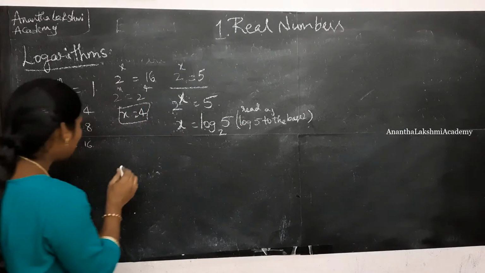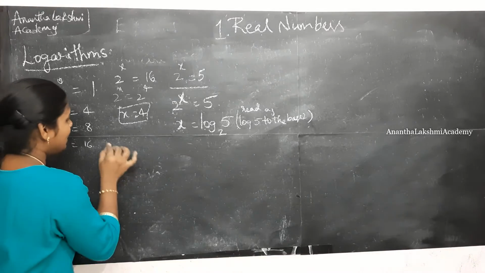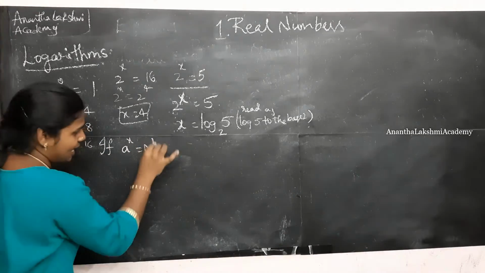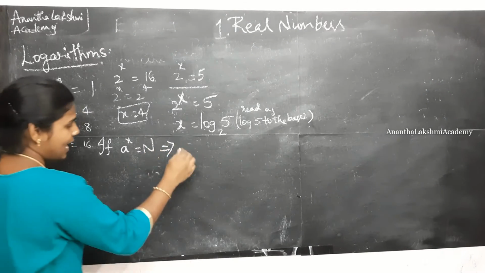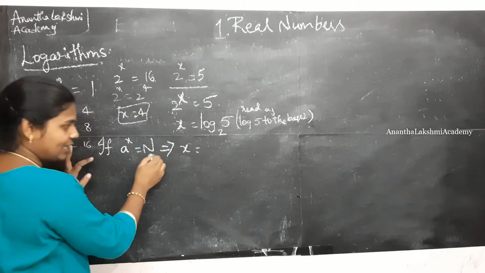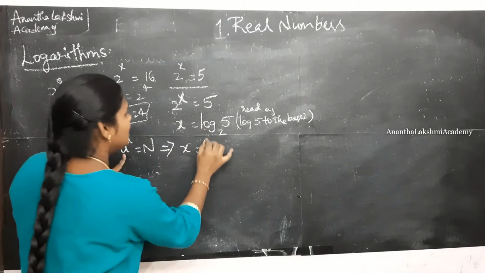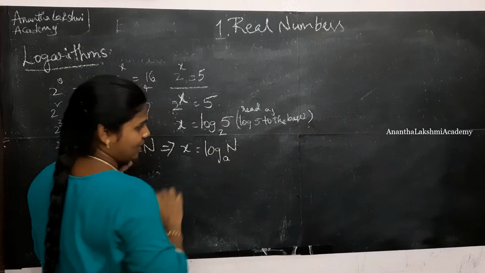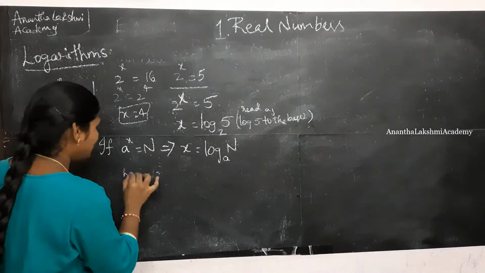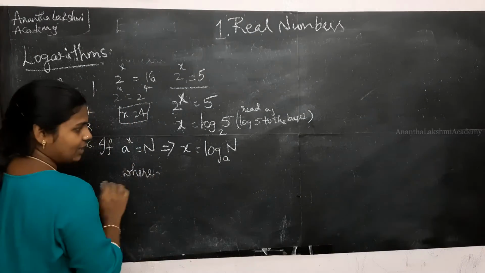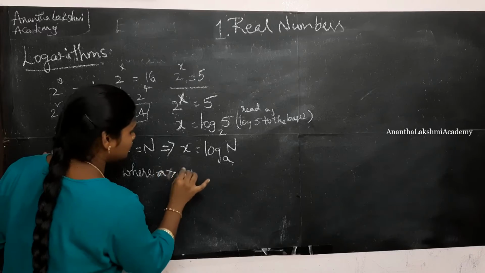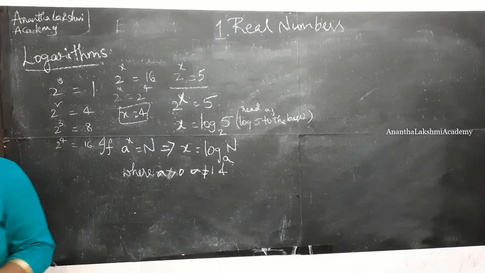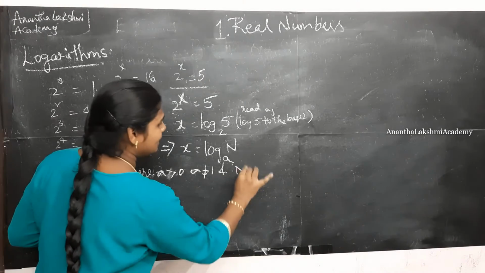Alright, so let me put a generalized statement. If a power x is equal to n, then x becomes, as per the example, log n to the base a, where a is greater than 0, a is not equal to 1, and n is also greater than 0.